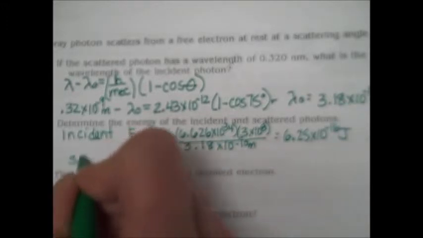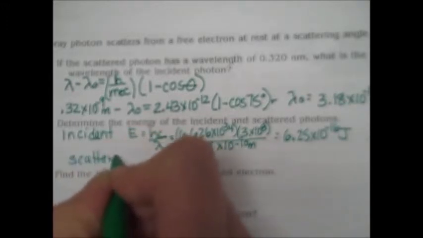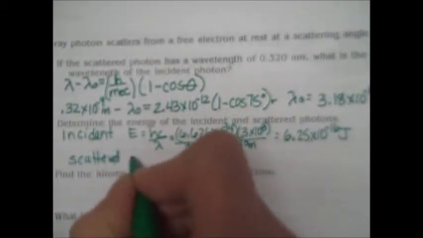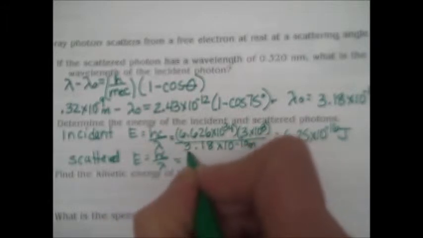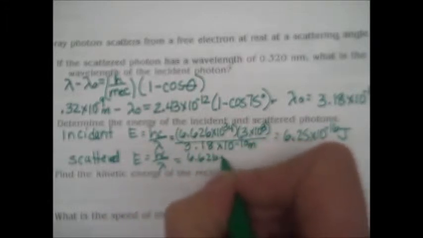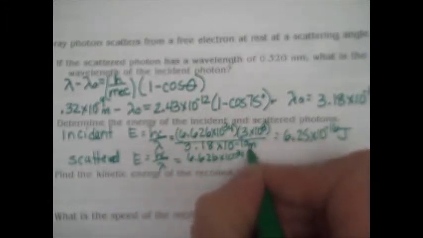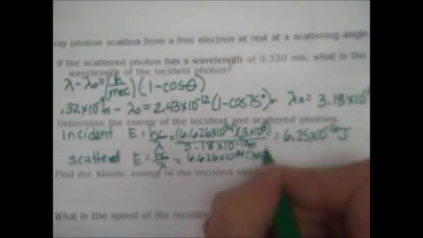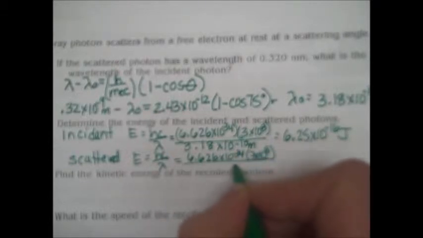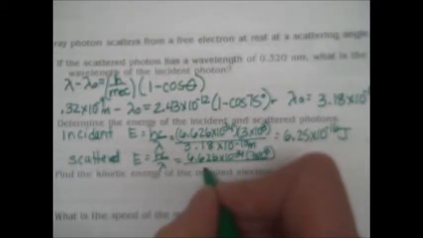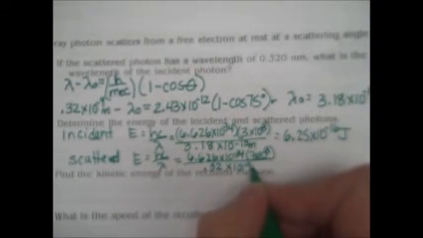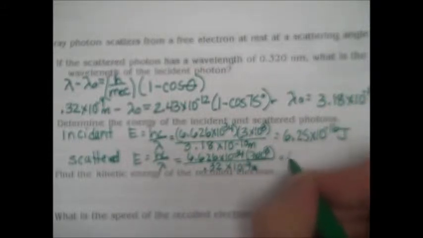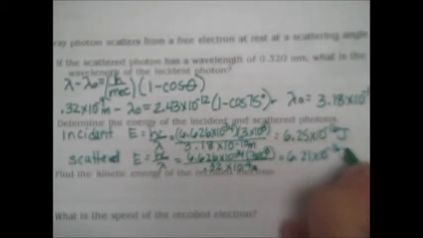And for the scattered energy, same thing, E equals hc over lambda, h 6.626 times 10 to the minus 34, 3 times 10 to the 8th, divided by 0.32 times 10 to the minus 9th meters. So we do 6.21 times 10 to the minus 16 joules.